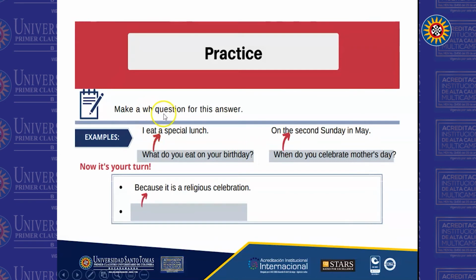You have to make a WH question for this answer. So let's see the examples. You have the answer, I eat a special lunch. So remember what I said. Pay attention to the answer. What is this? It's a thing. So the question has to be what? Next, auxiliary, what do? Subject, what do you eat on your birthday? You use the same verb.